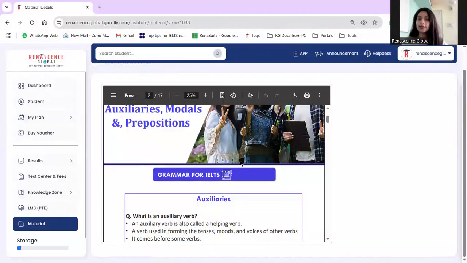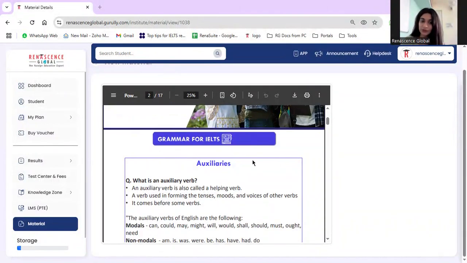When it comes to IELTS, it is foremost for us to write and speak grammatically correct sentences, because of course, in order to maximize your bands in the band descriptor, there is this factor of grammar. So if we are speaking and writing grammatically incorrect sentences, we are likely to get fewer bands. So let's start with auxiliaries and modals.